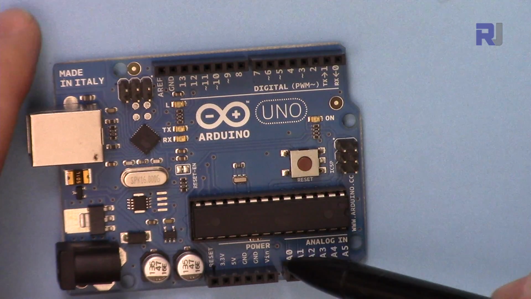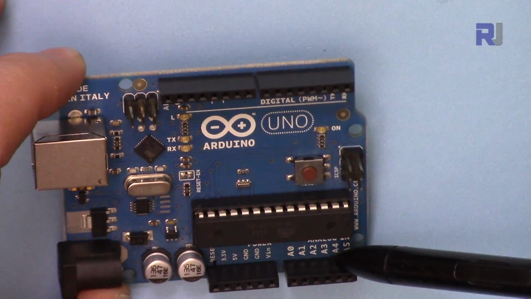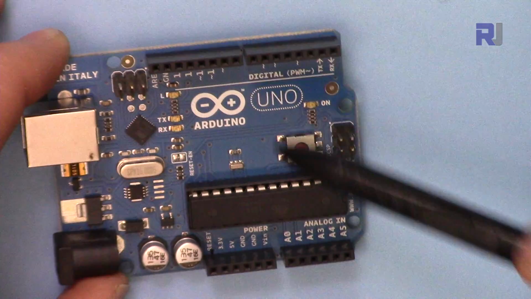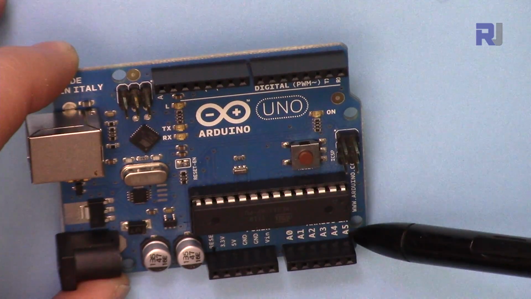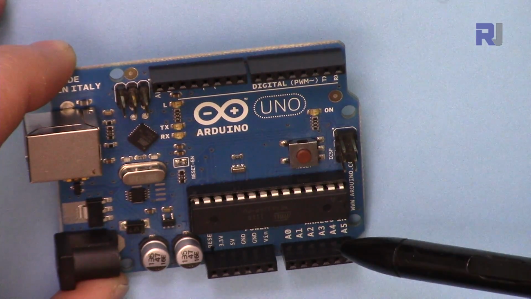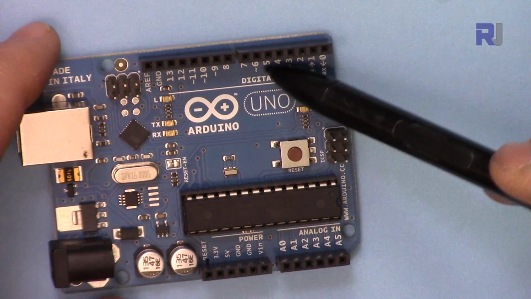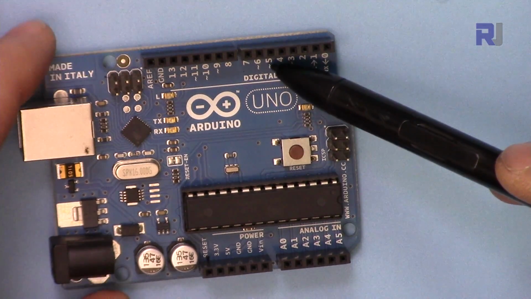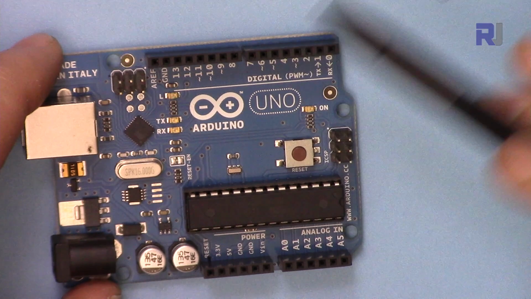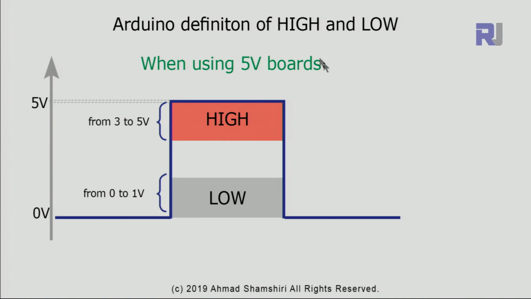Arduino has analog inputs, and Arduino Uno, this board that we are using, has 6 inputs. The difference between analog and digital is that in digital we have discrete values of low or high. When we work with Arduino, the values for high and low have been defined according to the following diagram. I'm going to explain it.